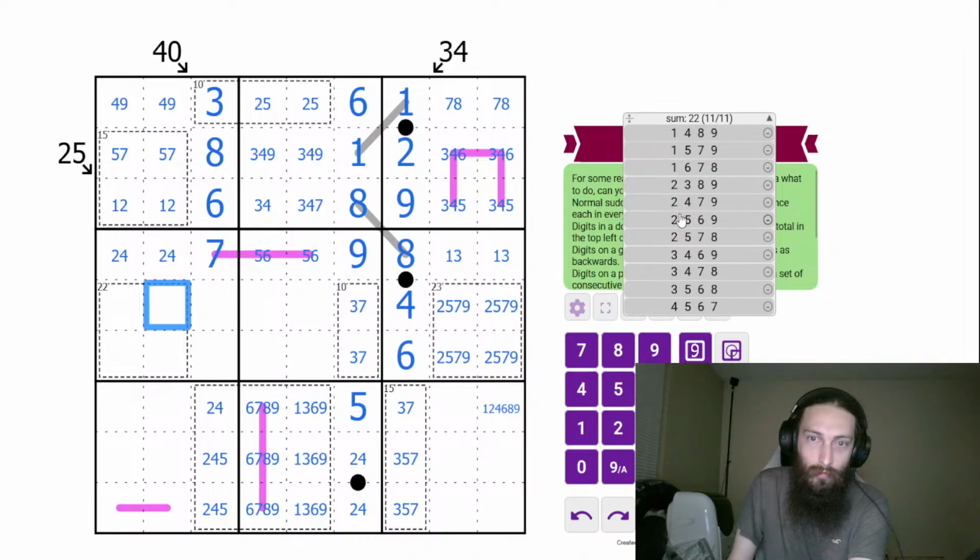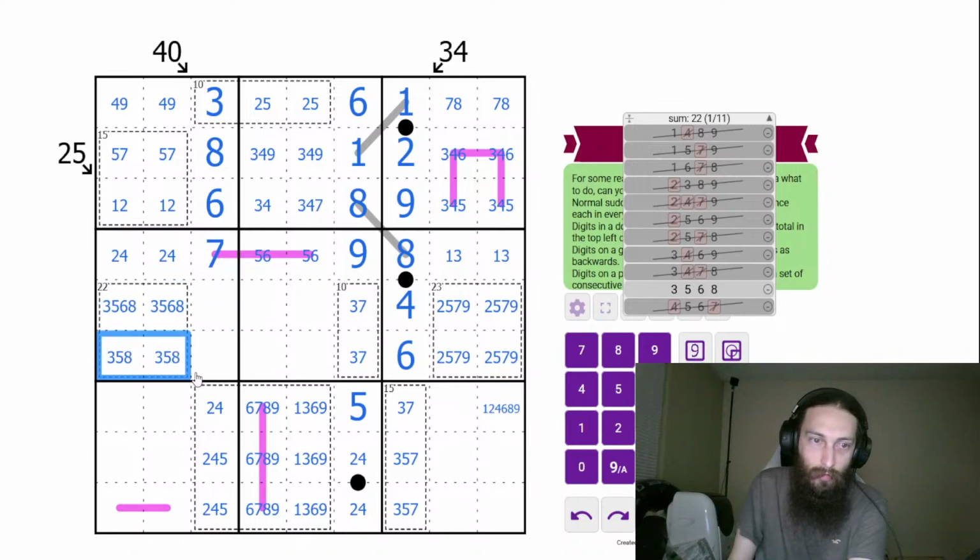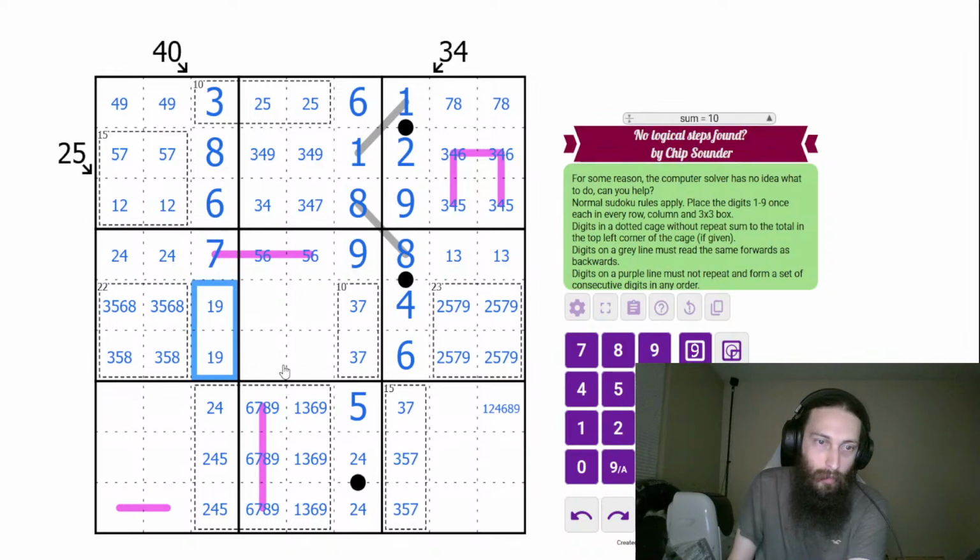Alright. 2 is gone, 4 is gone, 7 is gone, 3, 5, 6, and 8. 1 and 9. 1, 2, 3, 4, 5, 6, 7, 8. 4 is gone. Neither of these two can be 8 because 7 and 8 is required here. 1s. I think 3 has to be here. Yeah, so that's not a 3 up here.